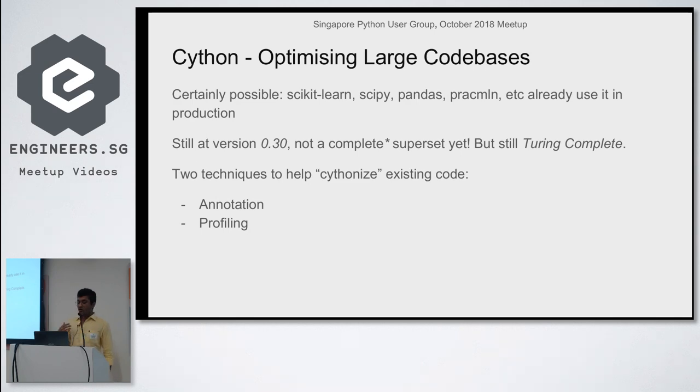Now, when you are optimizing a large code base, you typically wouldn't know what to type at first. Of course, one option is to type every single variable there is. But like I mentioned before, that is unnecessary. So there are two ways to figure out what variables to type, and those are annotation and profiling, and I'll explain both of these through the use of examples.